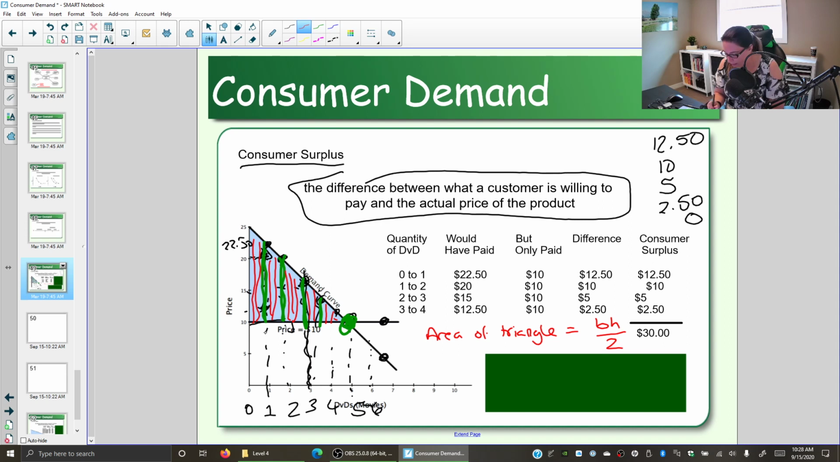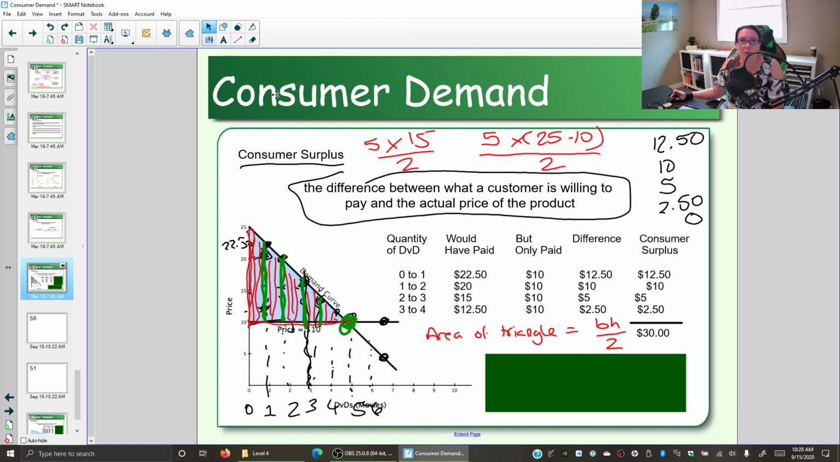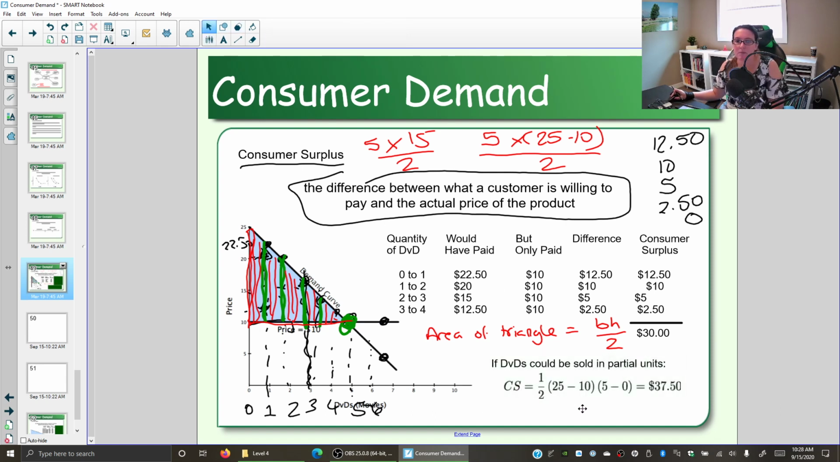So in this case, we can see that our triangle goes from 0 to 5. That's our base. Our height goes from 10 to 25. So we're going to multiply that times the height of 25 minus 10, or 15, and we're going to divide that by 2. So we're doing 5 times 25 minus 10, which is 15, and we divide all that by 2. So then to find the consumer surplus, we would do that calculation, and what we get is $37.50.